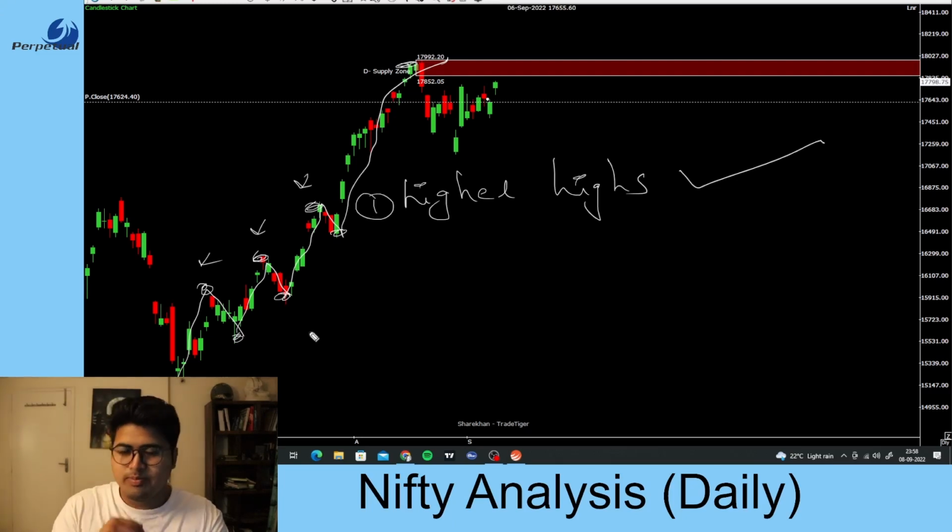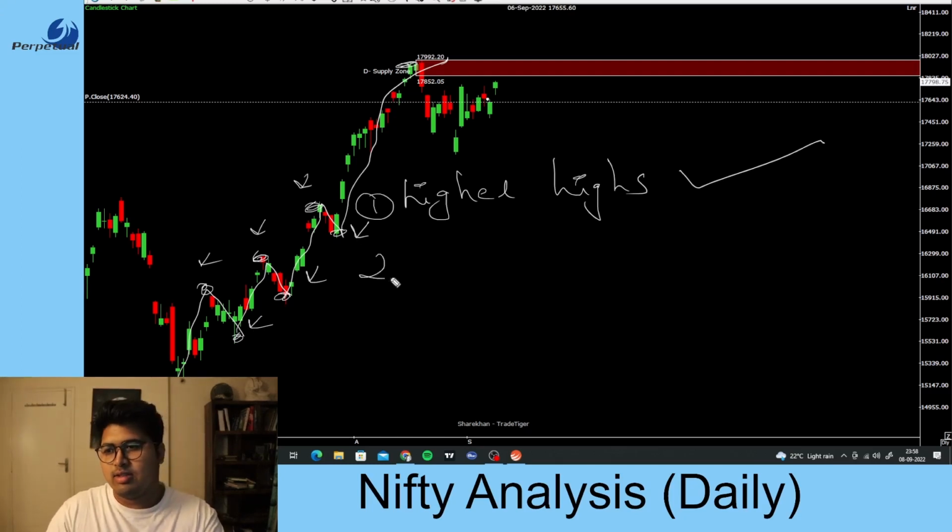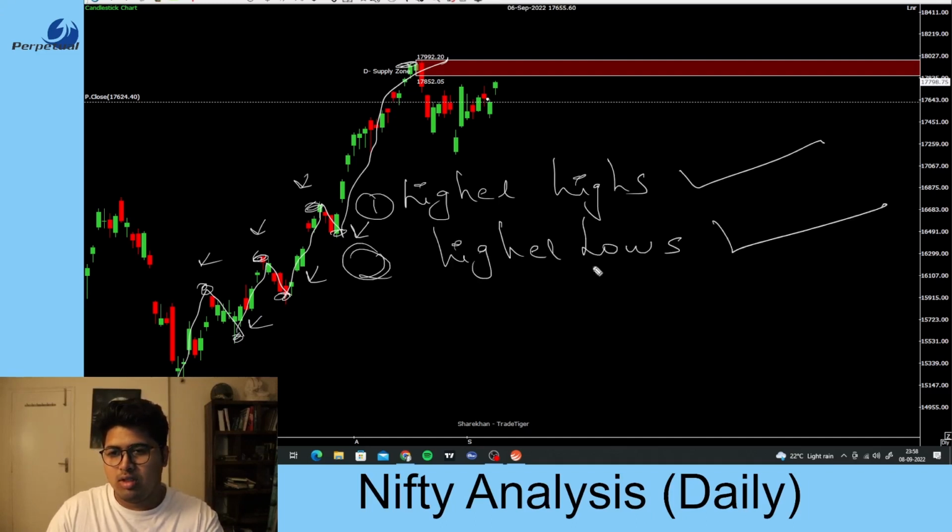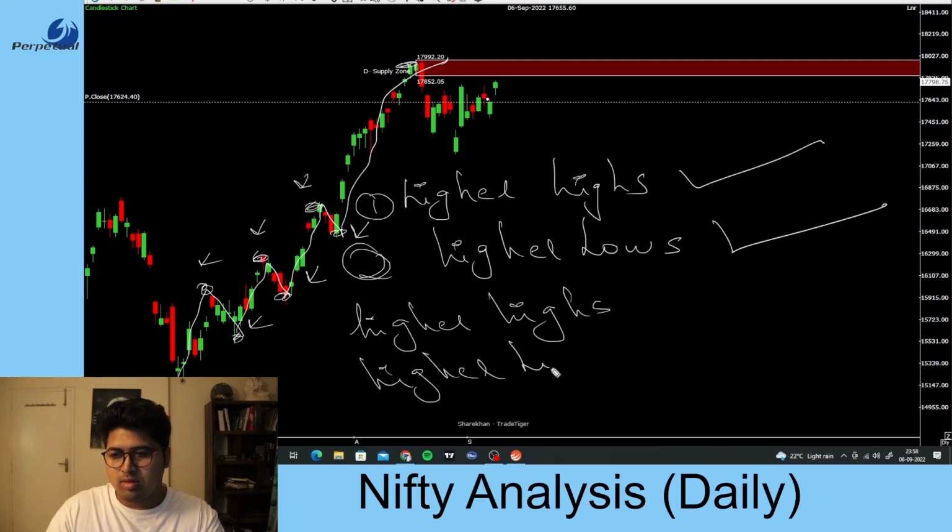Now the lows that the market is showing us. This is the first low. This is the second one, which is above the previous one, and this is the third low, which is again above the previous one. So second condition, higher lows. Done. So an uptrending market is nothing but a formation of higher highs and higher lows, right? Both these conditions are met, so the market is uptrending from here.